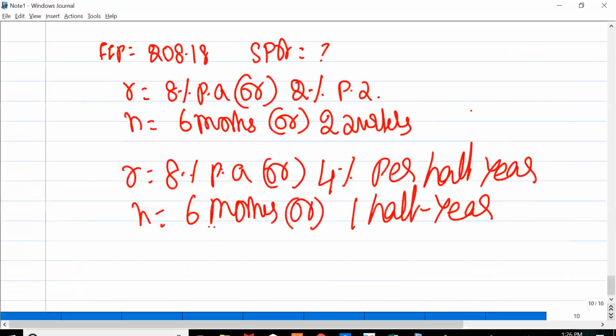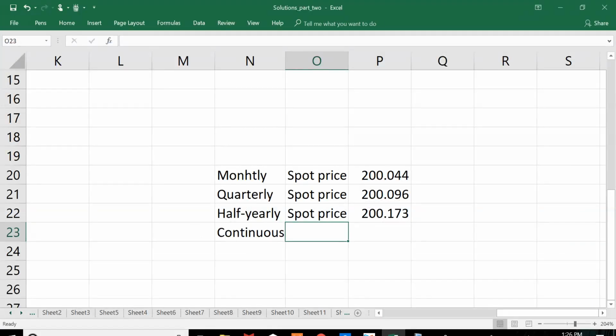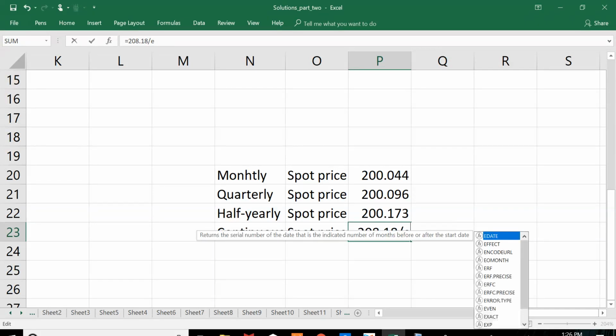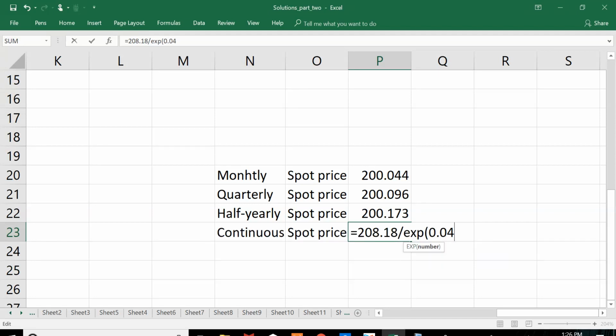Obviously, I'll just come to it. Just first let's complete this. Spot price. In fact, that will be the lowest.